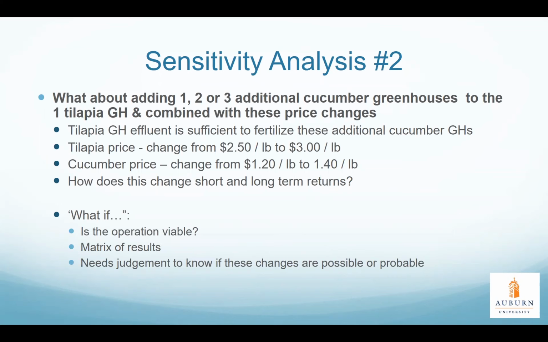So we got all those investment costs for the additional plant greenhouse. We're going to have to increase our variable inputs and therefore the variable cost as well. So several things need to be changed to make this analysis accurate. In this sensitivity analysis, we're going to keep these tilapia prices at $3 a pound. The cucumber price, I think we moved it up to $2, not $1.40 per pound. So how does this change the short and long-term results?